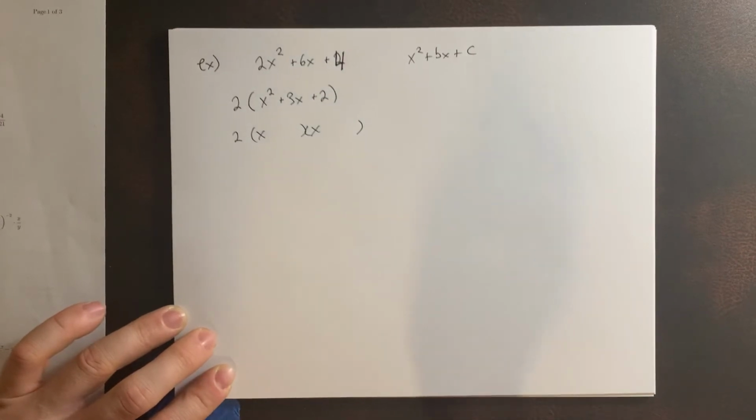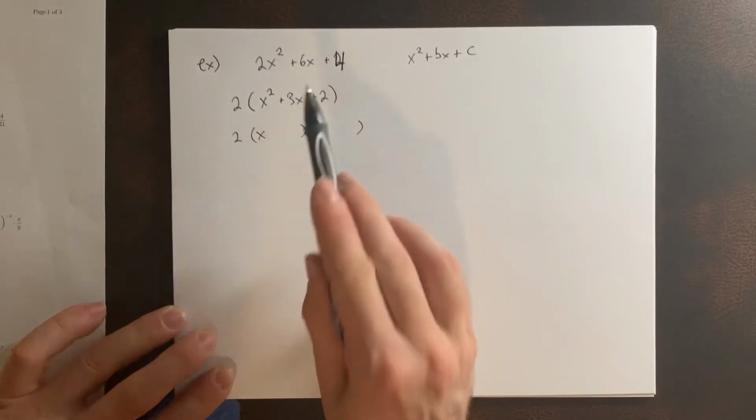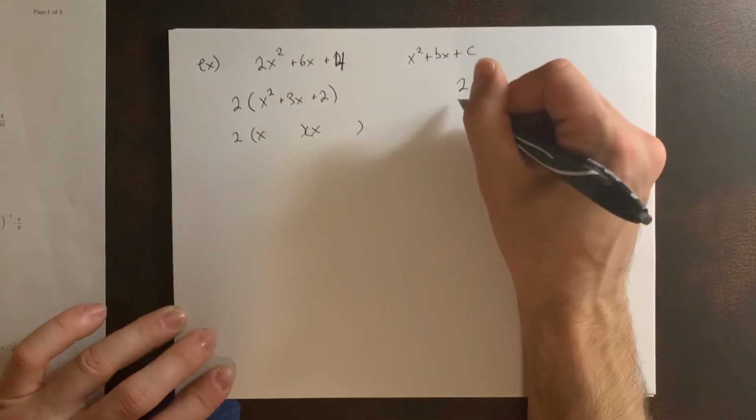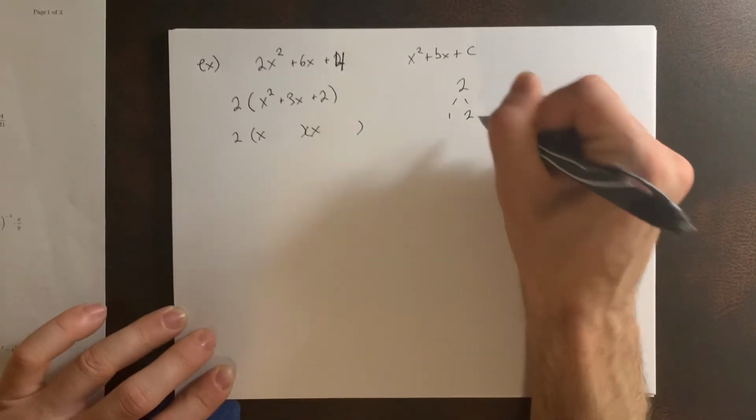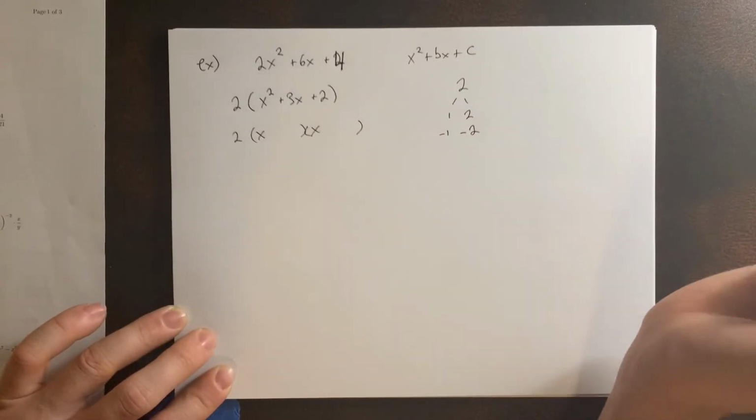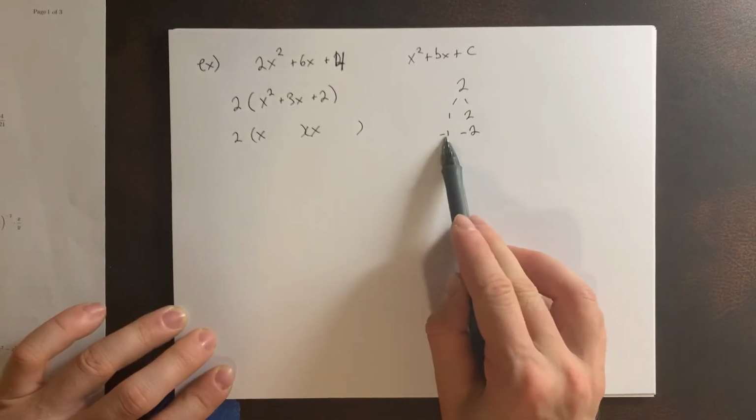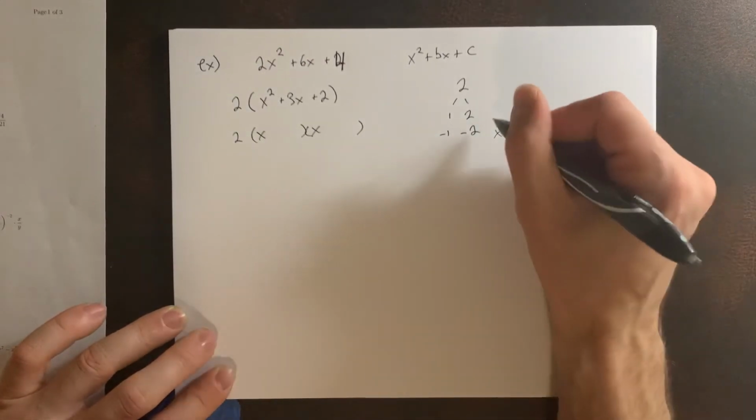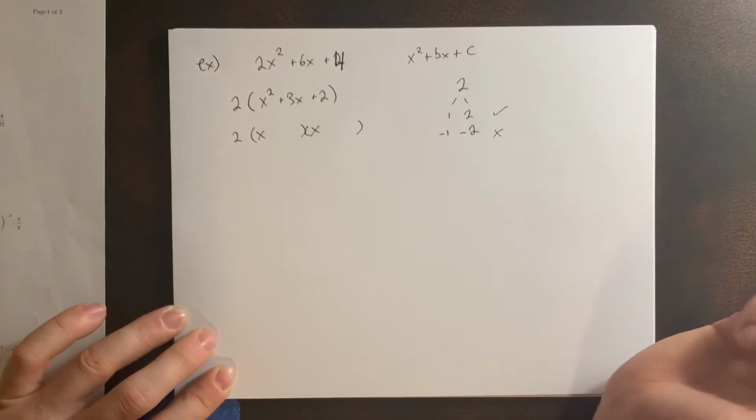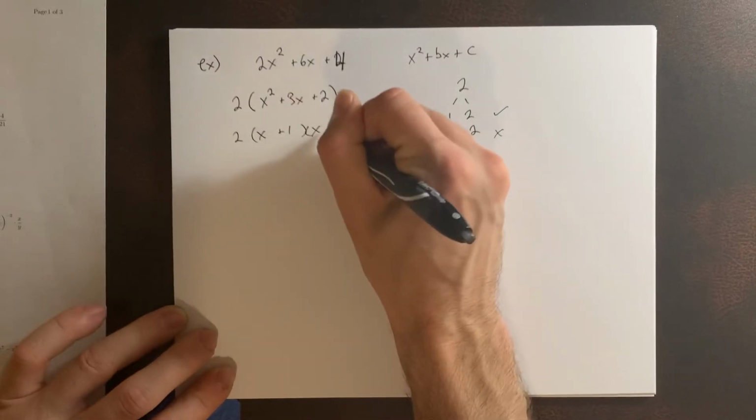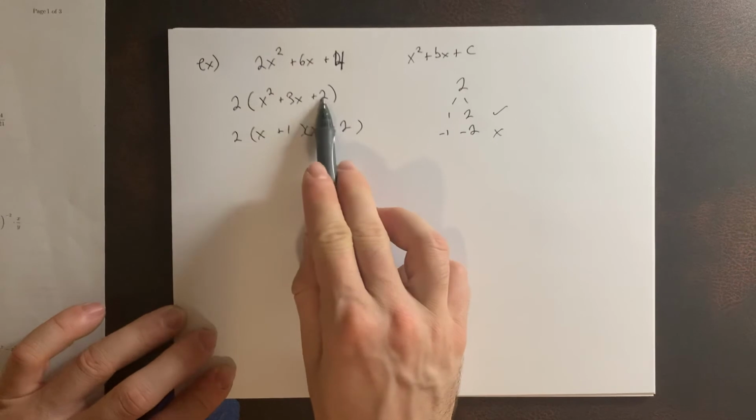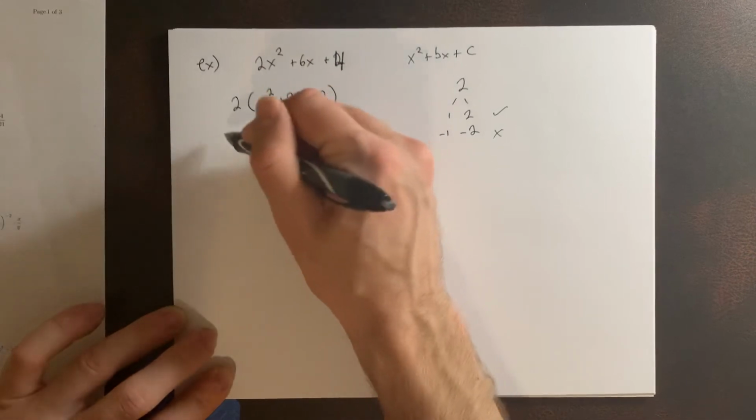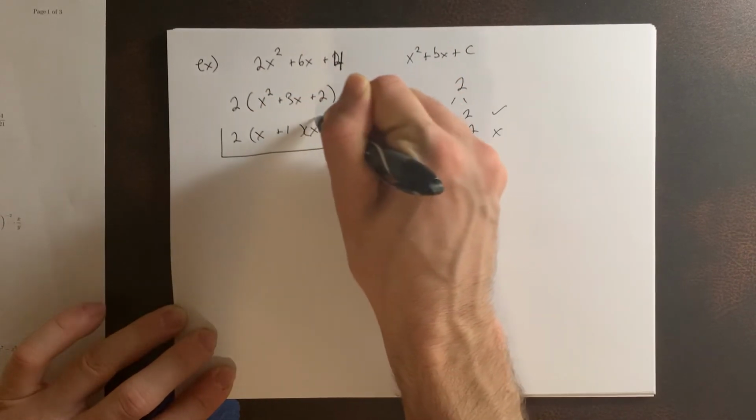And the second step was we need to find numbers that multiply up to this last number and add up to the middle number. The numbers that multiply up to 2: there are 2 options, 1 and 2, and minus 1 and minus 2. But they need to add up to this middle number. So this one doesn't: minus 1 plus minus 2 is minus 3. We need a plus 3, so this one doesn't work. But 1 plus 2 is 3, and 1 times 2 is 2. So the numbers we're going to put here are a plus 1 and a plus 2. So now we factor this piece into this right here.